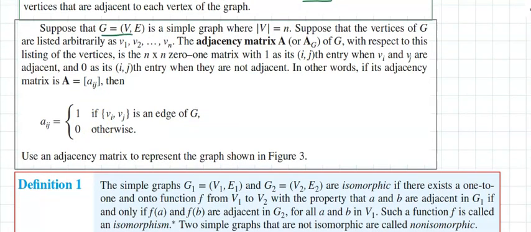Suppose that G consists of vertices and edges is a simple graph where there are n vertices. Suppose that the vertices of G are listed. These are all the vertices of G. The adjacency matrix A sub G of G with respect to this listing of the vertices is an n by n square matrix, zeros and ones. I'm going to do an example on that. We need to get these matrices in because that's really going to be very helpful for us in the long run.